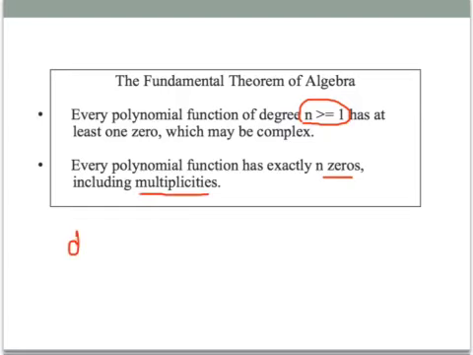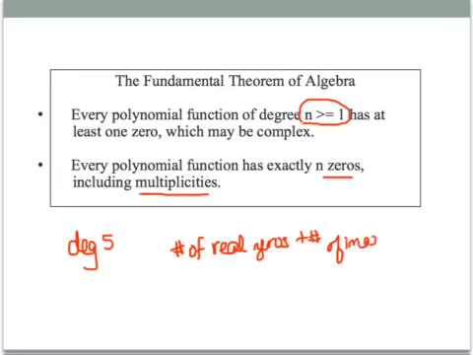So what that means is if you have a degree of 5, then you have so many real zeros and so many imaginary zeros, but the number of real zeros plus the number of imaginary zeros equals the degree of your polynomial. So if I have a degree of 5, I end up with a total of 5 zeros. That includes real and imaginaries.